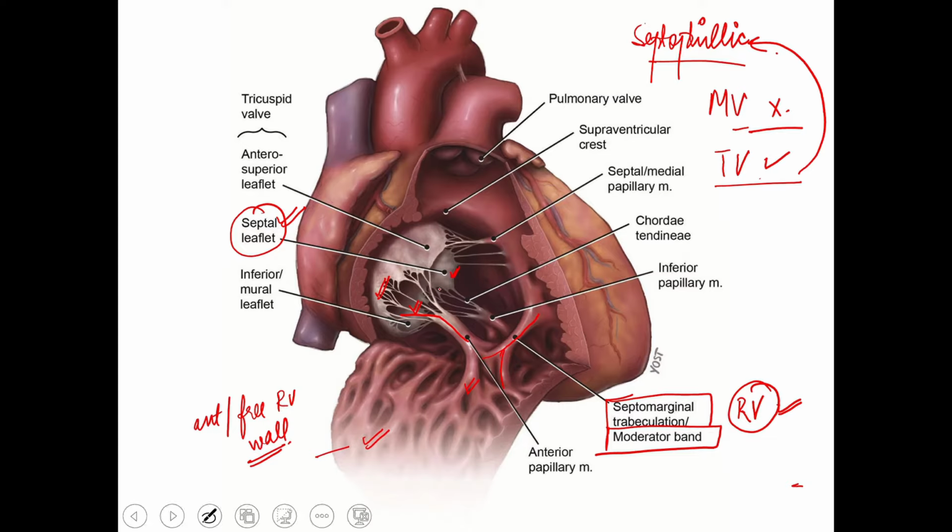Then we have an inflow and an outflow, or an inlet and an outlet, of the RV. As the blood flows from inlet to outlet, the direction of blood changes. This direction change is facilitated by a crest, a little hill-like structure, which is known as the supraventricular crest. Then we have the superior vena cava and inferior vena cava, which empty into the right atrium.